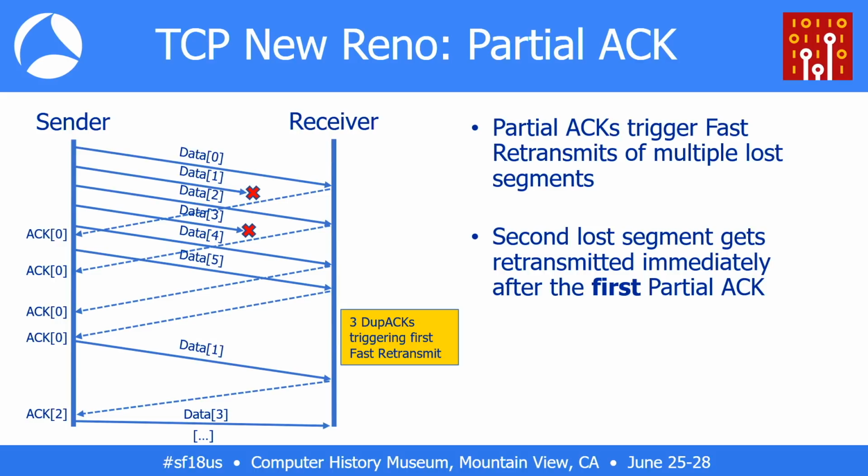Yes, but there hasn't been any acknowledgement for 2 yet. Right? At this point in time, it's only acknowledging 0. After I resend data 1, I receive an ACK for 2, because that's the next data it received.